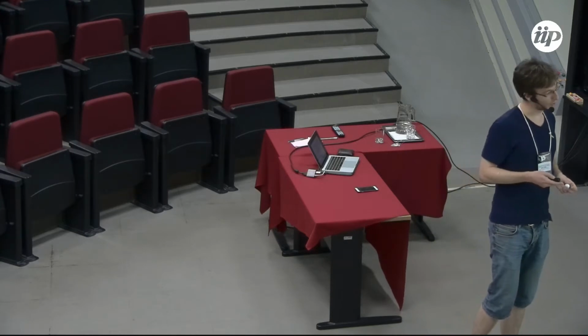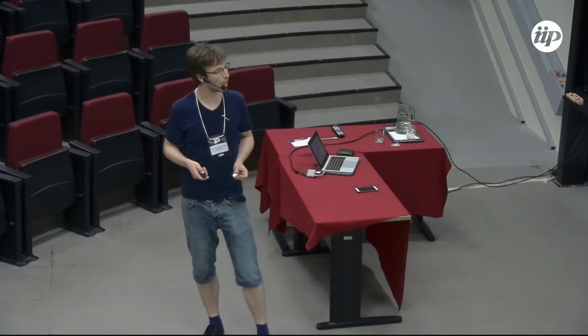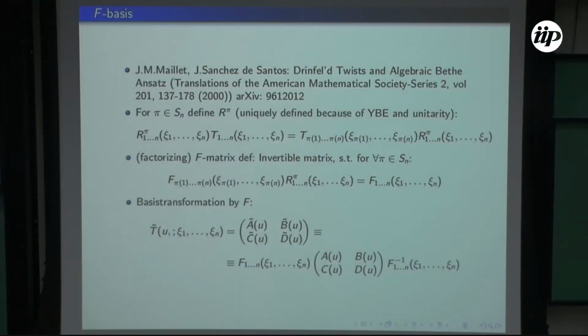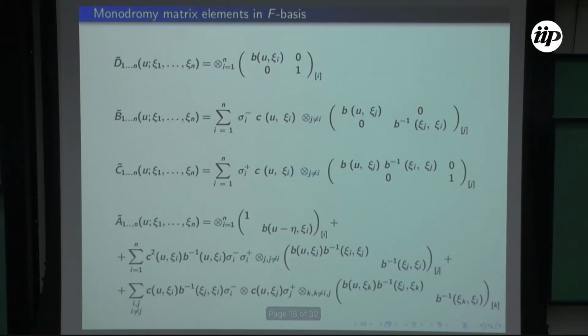But what is very simple and what is only needed for now is that it's a basis transformation. You can perform your basis transformation on your monodromy matrix, and then you can compute in this new basis your monodromy matrix elements, and then you get these expressions, which are actually pretty nice.